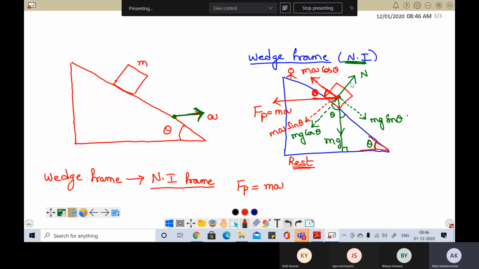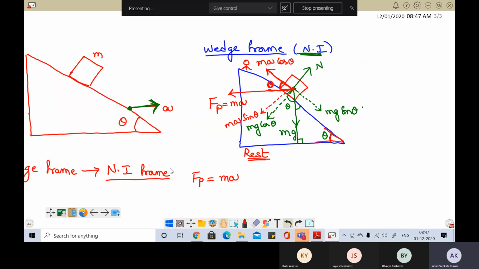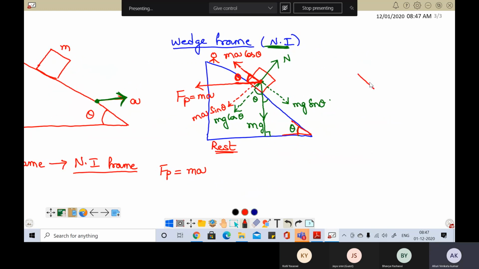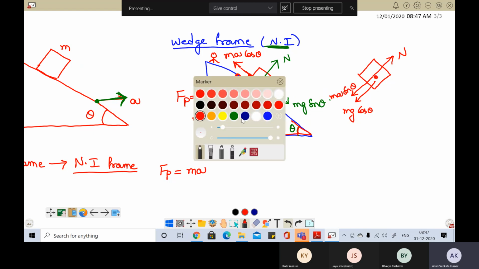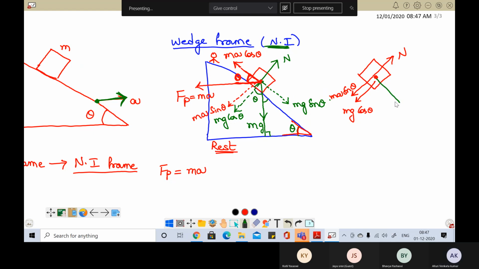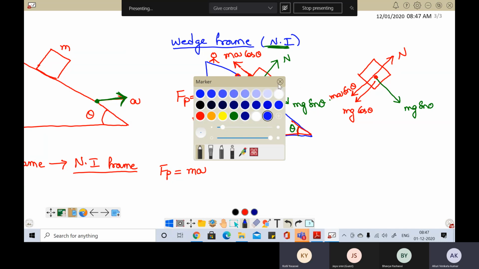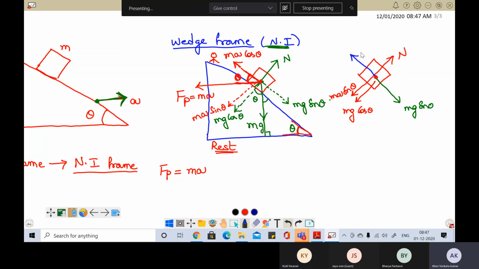Now, if you observe carefully, how many forces are there on this block? Now we'll draw only the components. One is the normal reaction. On this side, how many forces are there? One is mg cos theta. Another one is ma sin theta. And on this side, the forces are mg sin theta, and mg cos theta. This side upward, how much? Ma. Correct? Are you able to understand?